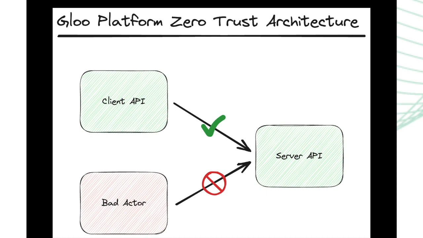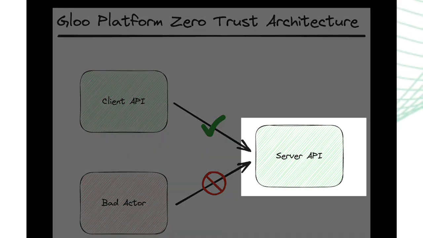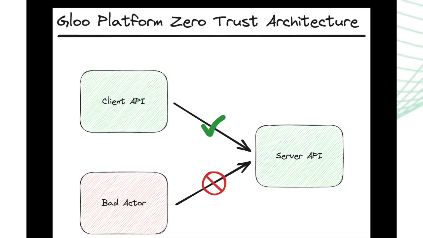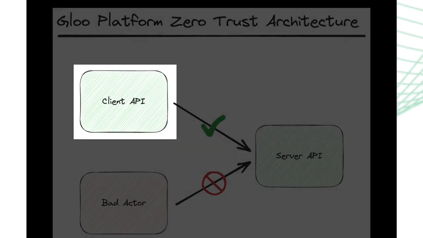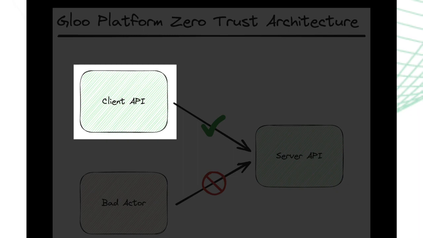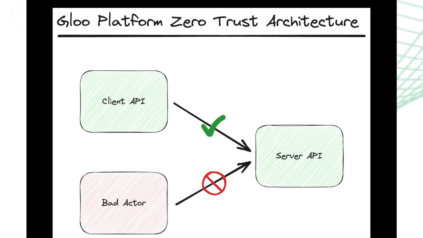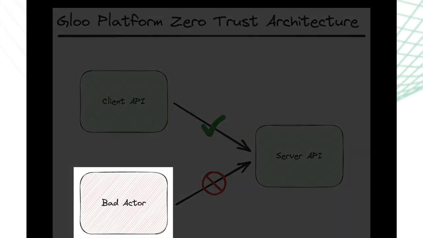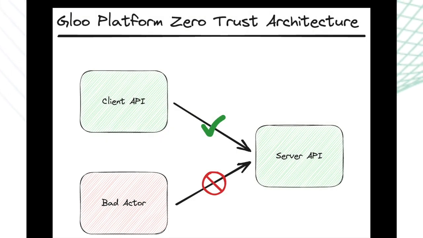In this demonstration, we'll see how Gloo Platform can be used to implement a service mesh zero trust architecture. This demonstration will include three components: a server API that represents a sensitive, protected service, a client API that has a legitimate need to access the server API and its protected data, and third, a bad actor that has exploited traditional infrastructure controls and gained access to the service mesh.